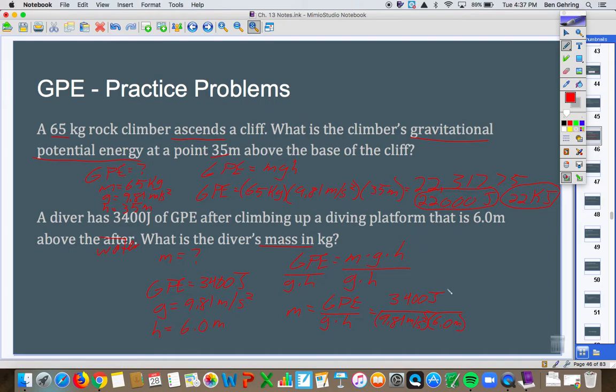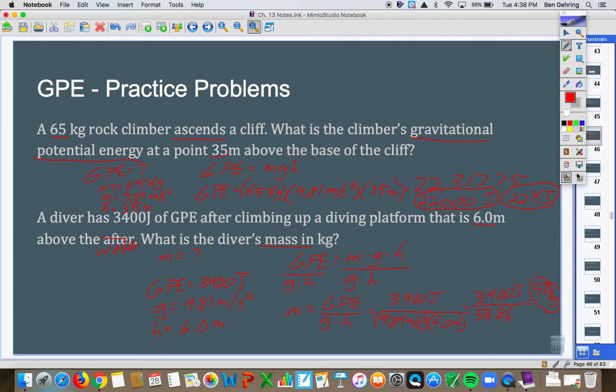So this is another way of saying divided by 58.86. If I take 3,400 divided by that answer, I should get 57.8, and because I have 2 significant digits here, we'll go with 58 kilograms. So 58 kilograms on that one.